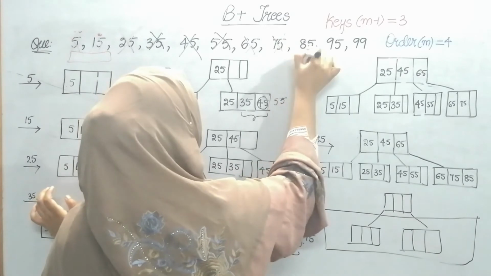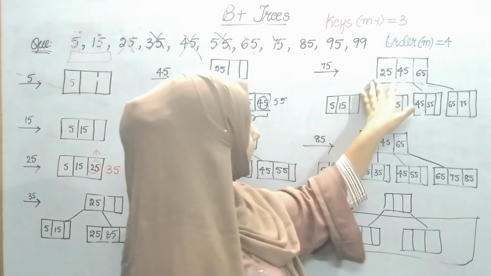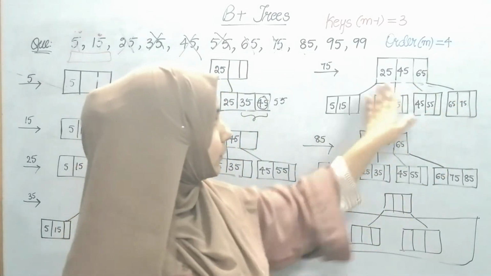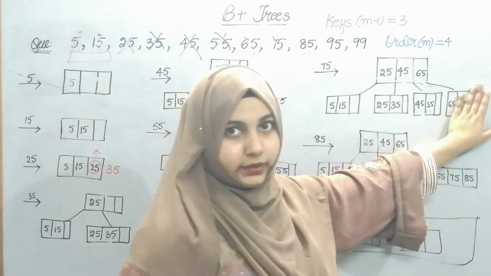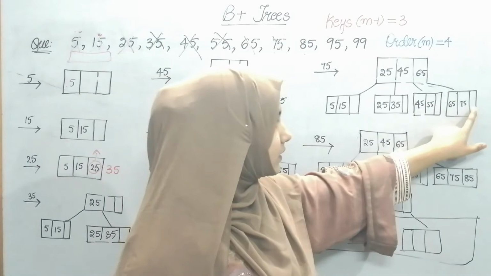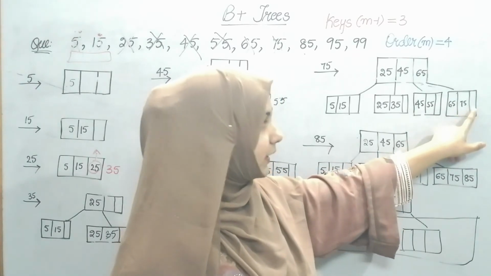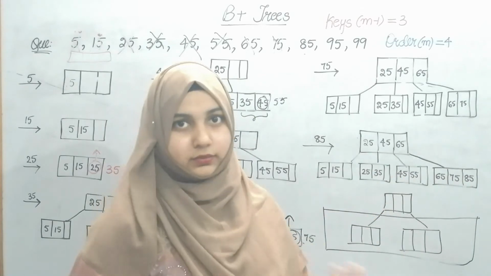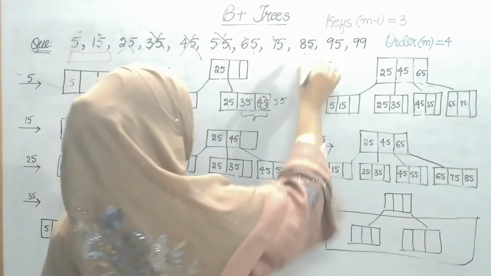Now let's insert 85. When I'm inserting 85, see, 85 is greater than 25, 45, 65. It is also greater than 65. So what will I do? I'll go to the right side. Okay. So on the right side, there is a vacancy here. 65, 75, there is a vacancy to insert 85. So I'll insert 85 directly here. Getting clear? 85 is also done.